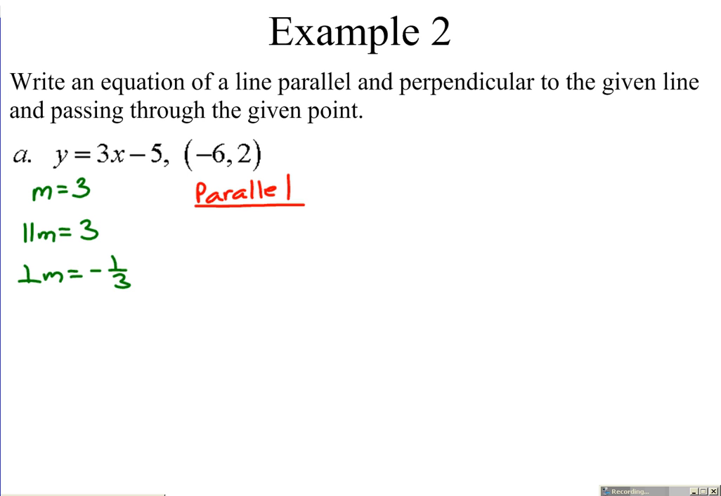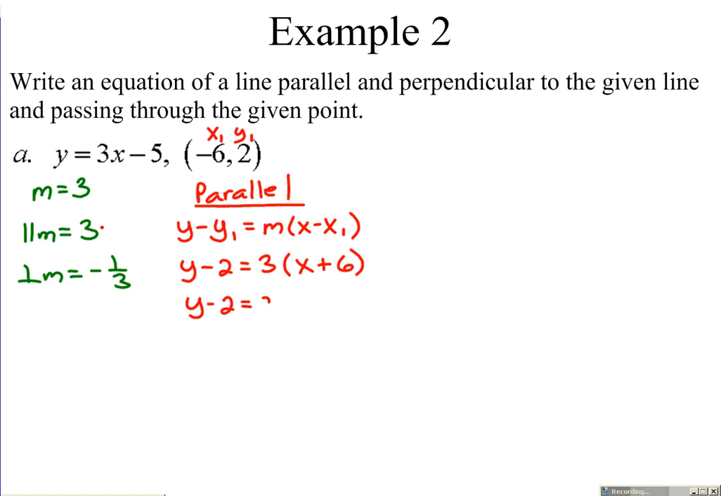A line parallel to this line has to have that slope, and has to pass through this point. So there's my x1, y1. Again, we know a point and a slope. Start with point-slope form. y minus y1 equals m times x minus x1. Plug in the point. y minus 2 equals m, which is 3, times x minus a negative 6, which becomes x plus 6. Get to slope-intercept form, same 2 steps.